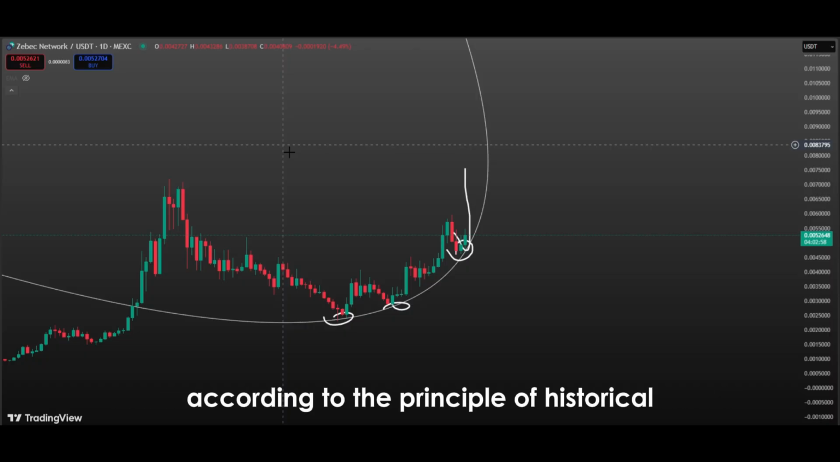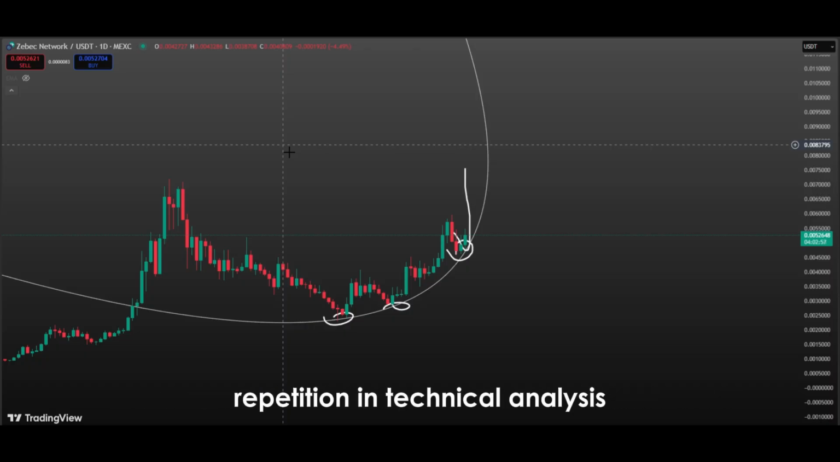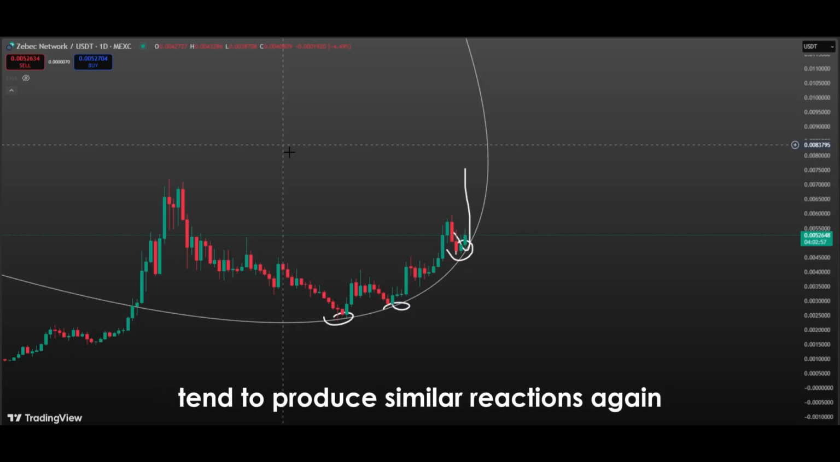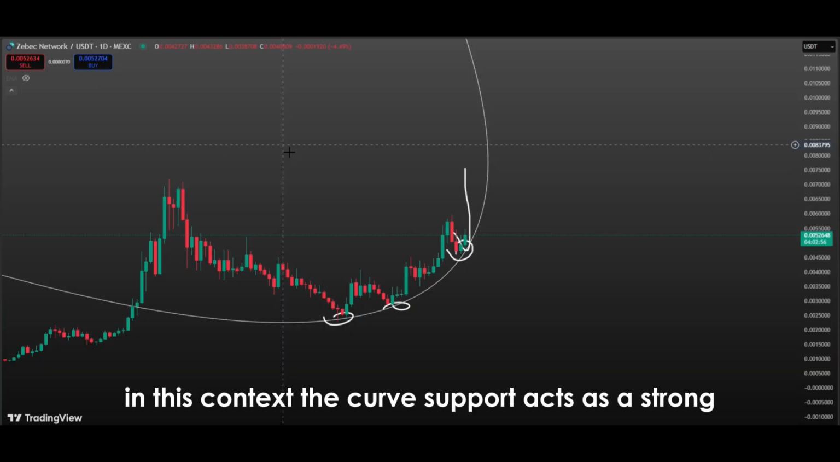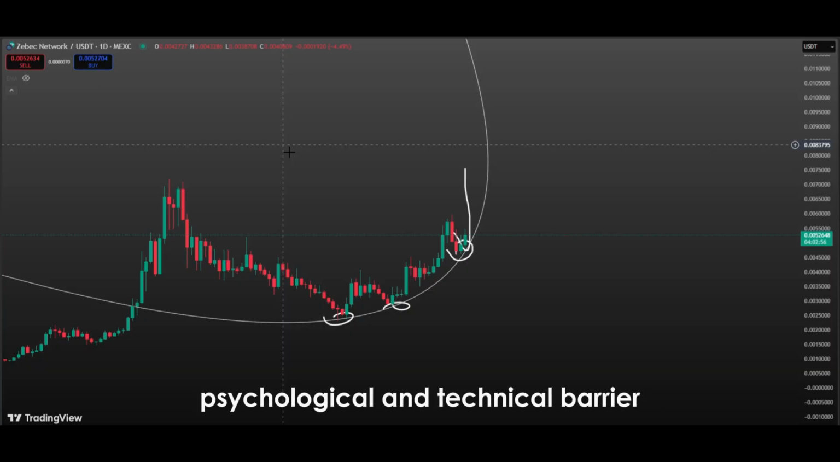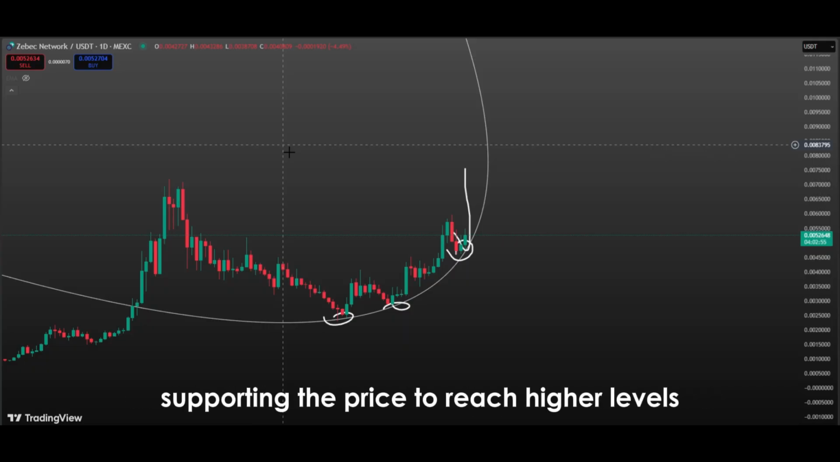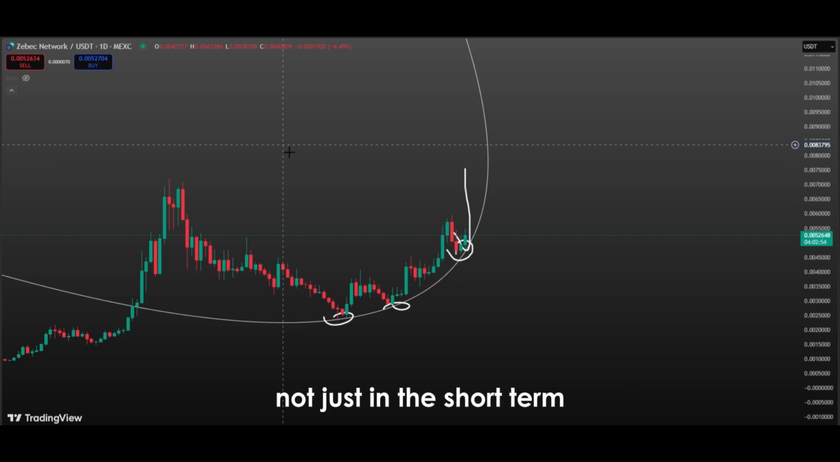According to the principle of historical repetition in technical analysis, support levels that have worked in the past tend to produce similar reactions again. In this context, the curve support acts as a strong psychological and technical barrier. A bounce from this level could initiate a new wave of upward movement, supporting the price to reach higher levels not just in the short term, but also in the medium to long term.